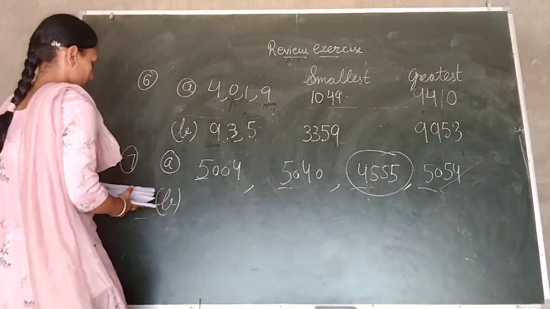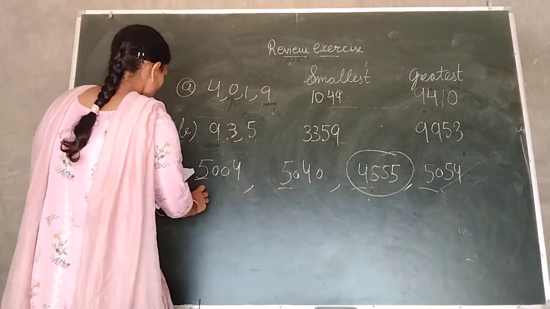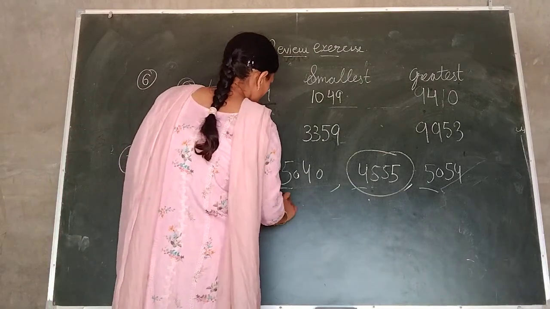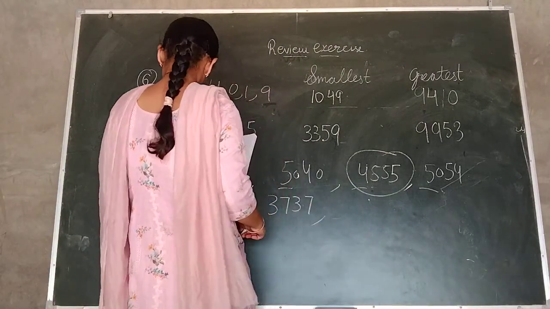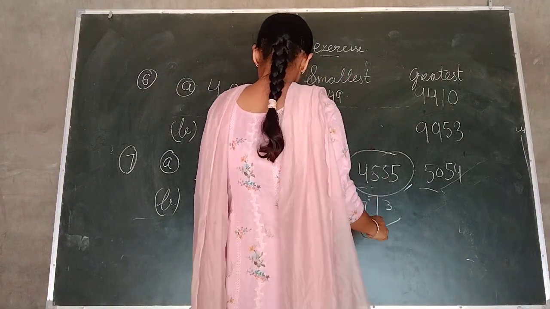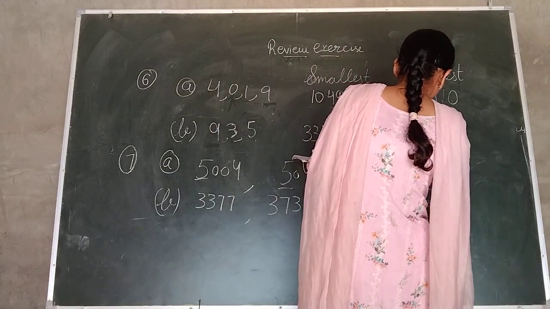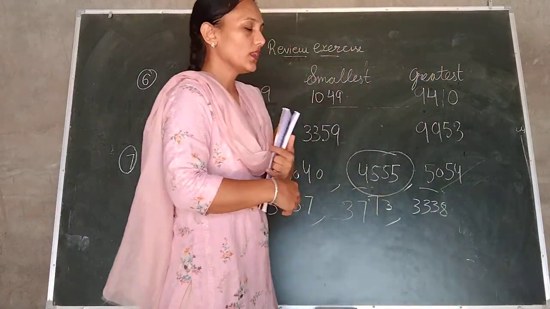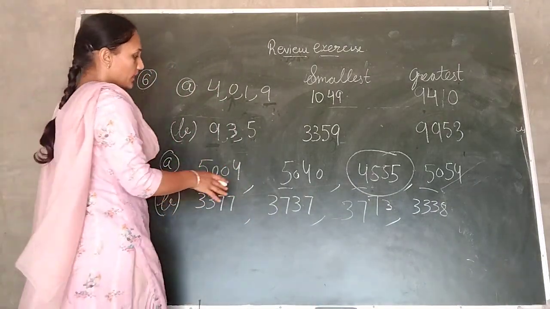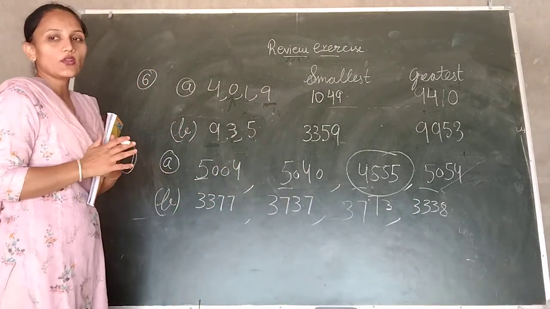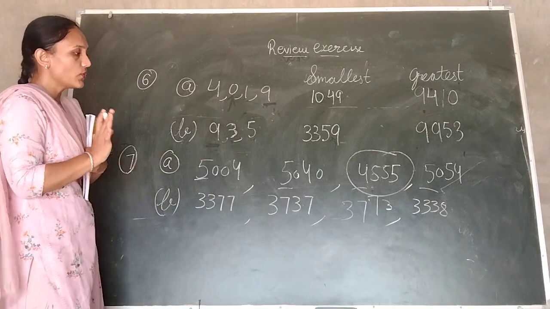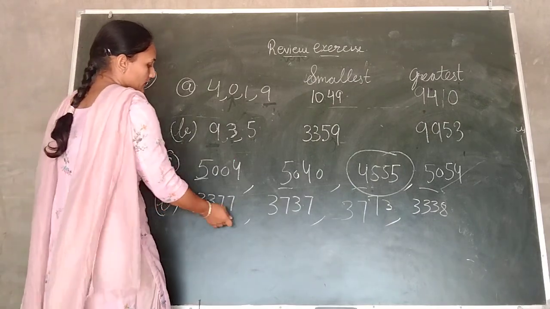Then B part, 3377. Next, 3737. Next, 3773. Next, 3338. Then how will we find the smallest number among these 4 numbers? First of all, we will count the number of digits. All the numbers are of 4 digits. Then we will compare the digit in thousand place.